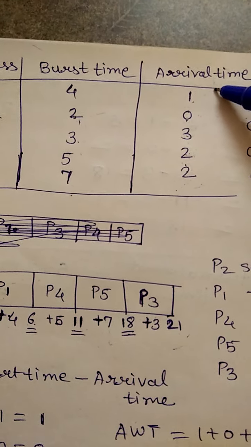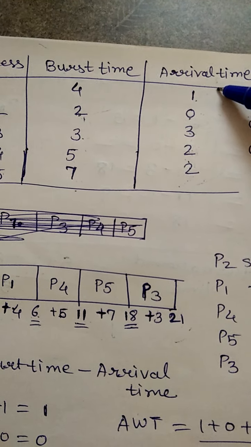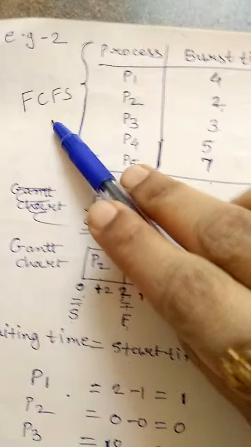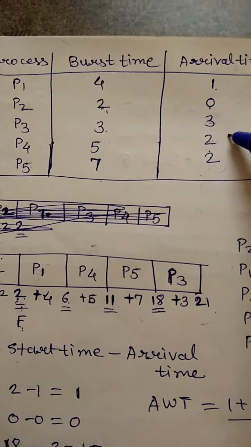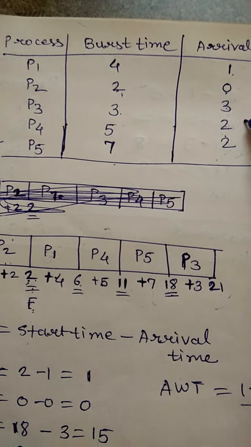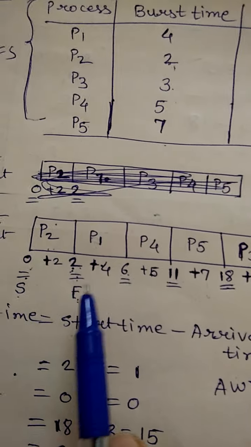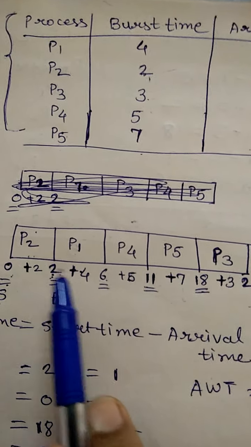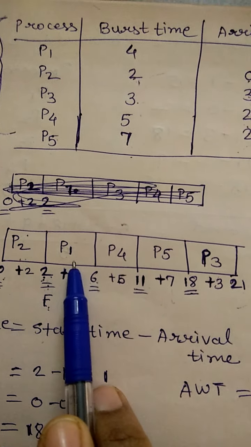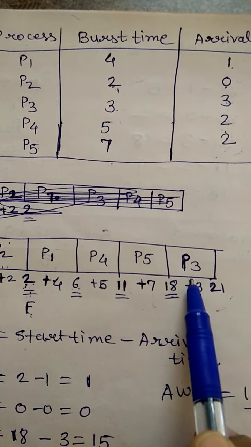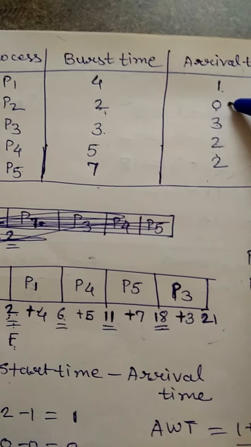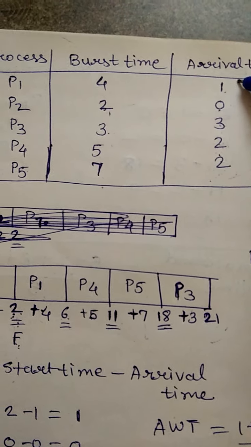Now, as I told you in the earlier example, arrival time is a preliminary requirement of FCFS. Through this, we are going to write the Gantt chart and the position of each process in the Gantt chart. The first position is P2, then P1, then P4, then P5, and at the end the position of P3, because the arrival of P2 is first. After that, the arrival of P1 will be there.